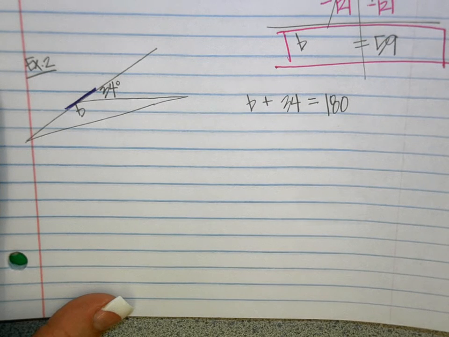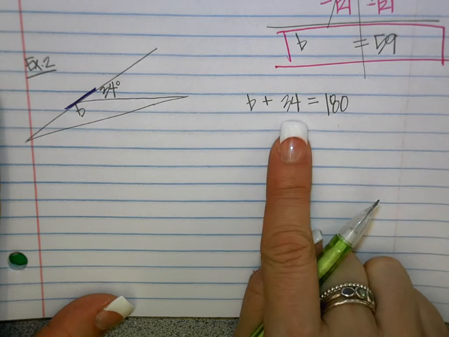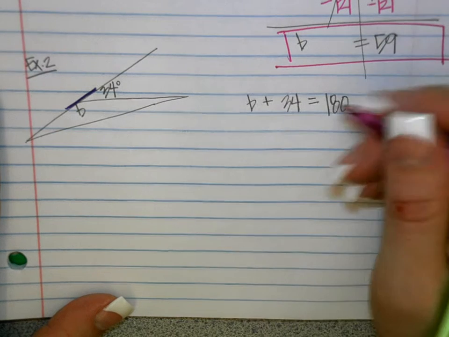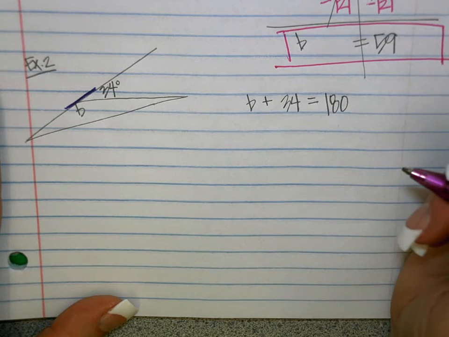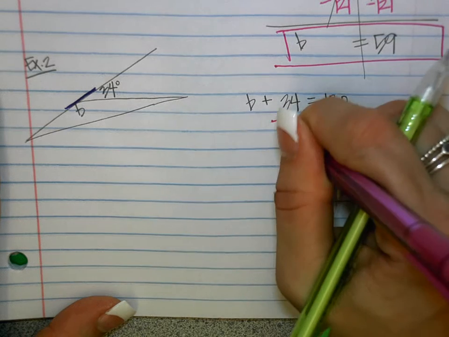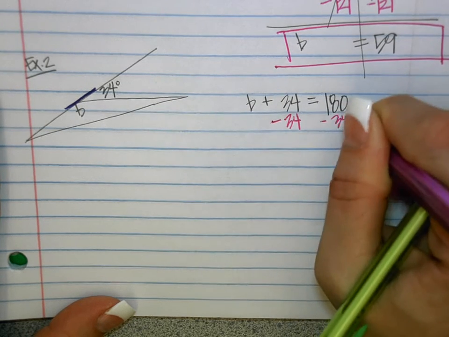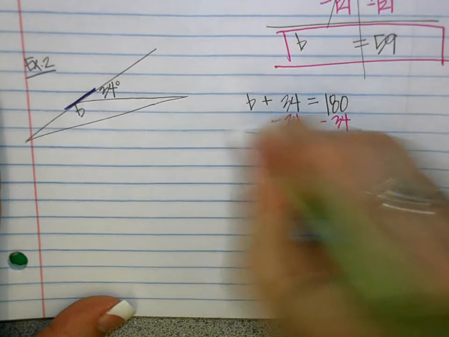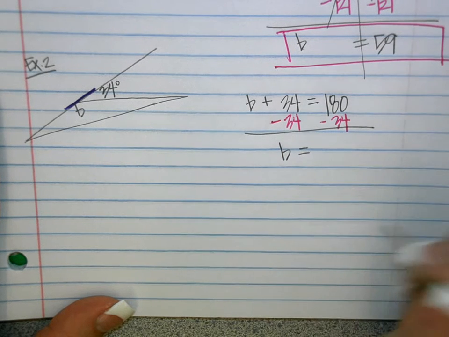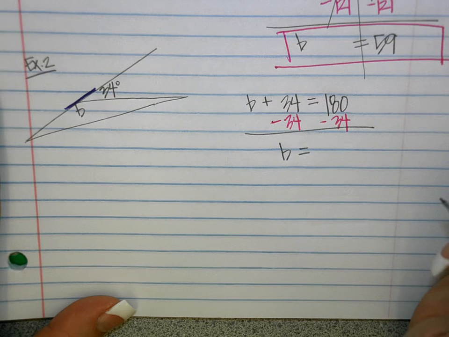So once you write your equation, this is fairly straightforward. To get rid of the 34, do we add, subtract, multiply, or divide? Subtract, so subtract 34 from both sides. You subtract 34 from both sides, we get B equals what? What do we get?